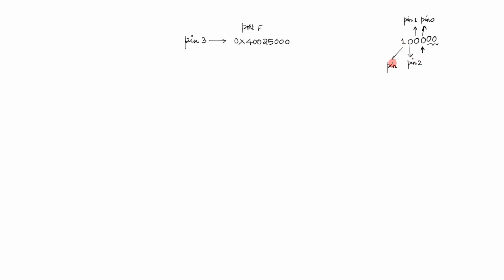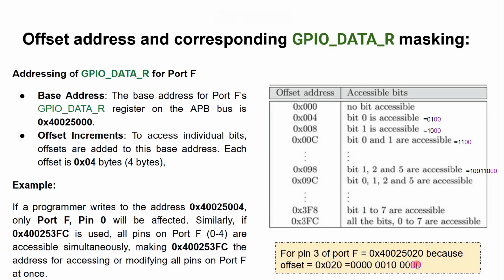So for pin 3, if I have to read this, it is going to be 00100000, and this particular representation would be 0x20. So I need to add an offset of 0x20 to this particular address, and that is how I get 0x40025020. So I can directly access pin number 3 using this address. That same thing has been explained here.